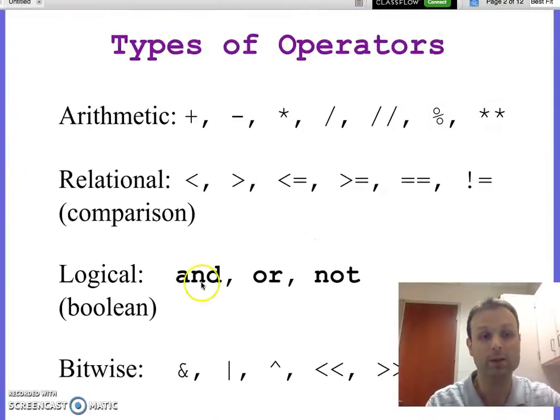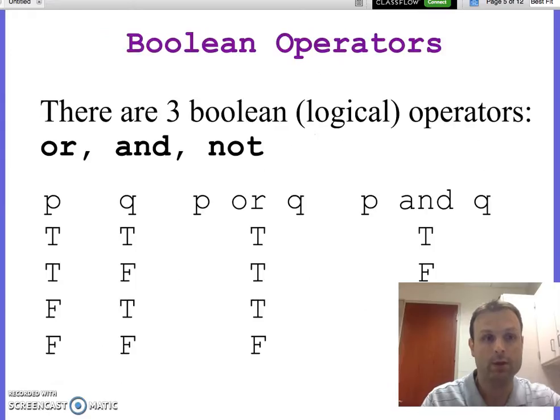Okay, let's look at the other two, the and and the or operators. In order to do that, we're going to look at what's called a truth table, okay? So I have here the truth tables for the or and and operators. This might look a little intimidating, a little confusing. Just bear with me, and I think it'll make sense.